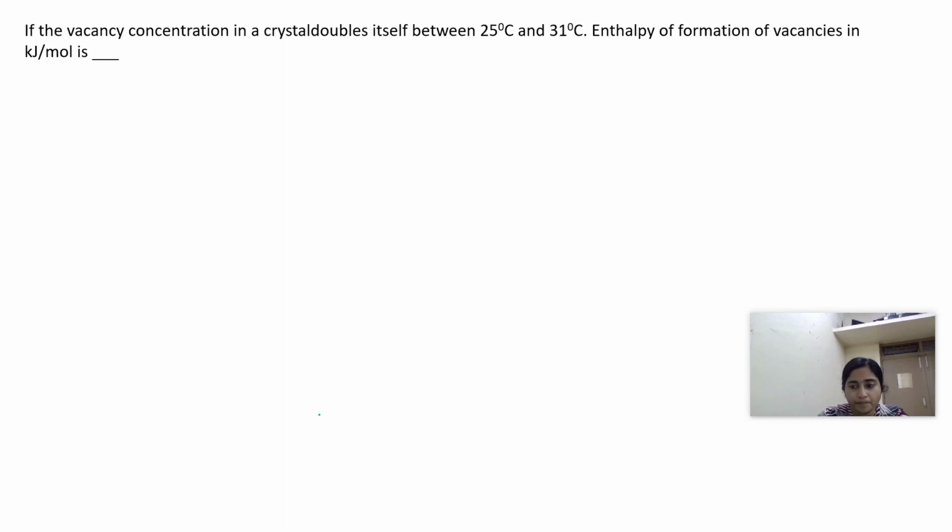Okay, so here you have to find the enthalpy of formation. The vacancy concentration of a crystal doubles itself between 25 degrees Celsius and 31 degrees Celsius. Find the enthalpy of formation of vacancies in kilojoule. So that's what we have to find. So here how to do it: the formula is n equals N e to the power minus Q by kT, with T in Kelvin.